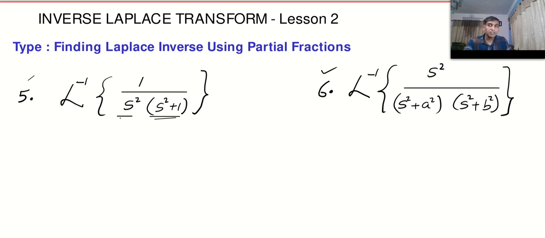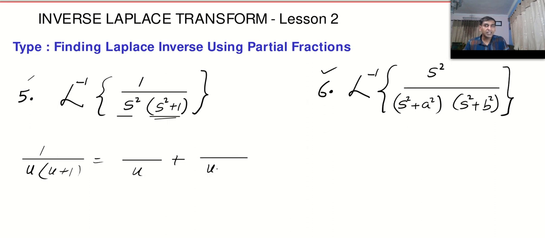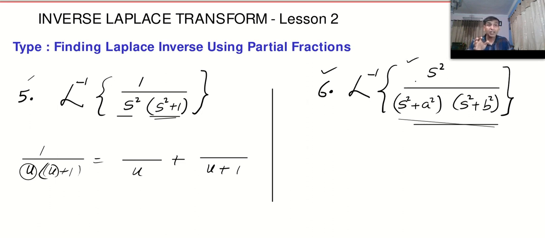Since the function is made up of s square everywhere, all you have to do is decompose 1 by u into u plus 1, which is obviously type 1, and replace every u with s square, take Laplace inverse. Now the same thing for you. One more thing, in the next video we will learn convolution, and once you know convolution, you might find the convolution method easier than this for this problem.